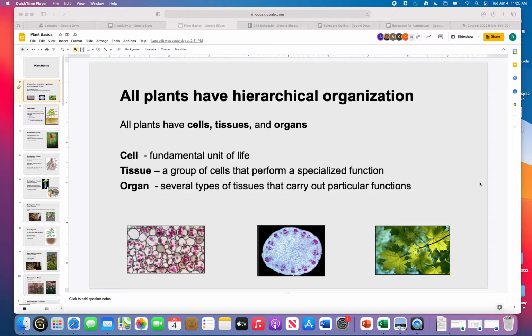A group of cells together would be tissues. A tissue is a grouping of cells that's going to perform some sort of specialized function. Maybe that's protection, maybe that's transportation, whatever that function might be. And then an organ is a grouping of tissues that will carry out a particular function. We're going to start at the organ level. We're going to go from big to small.